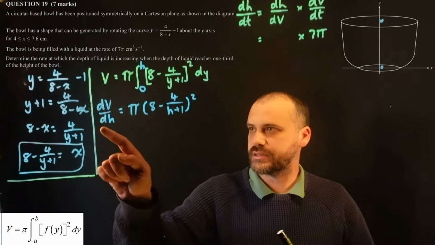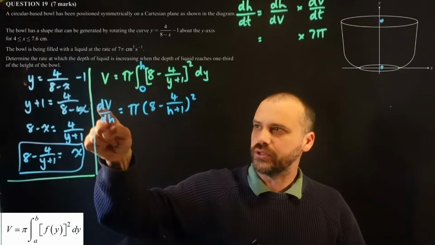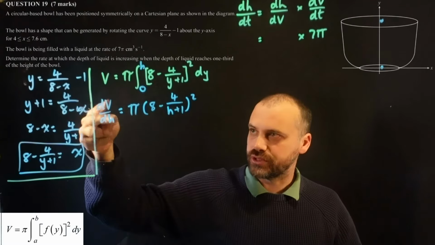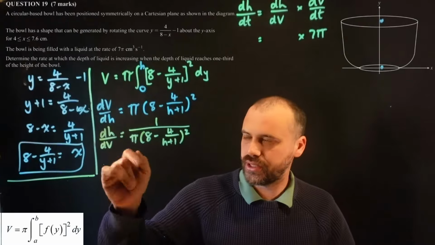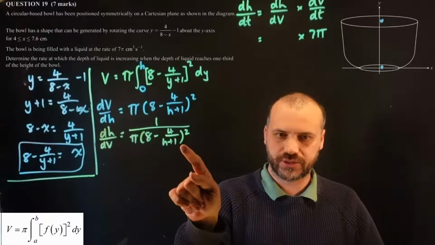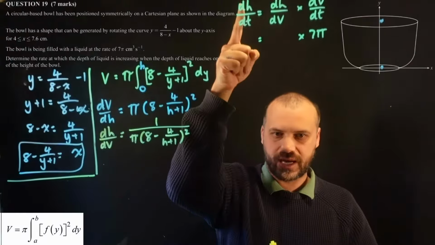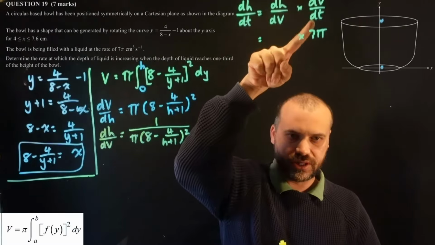So now that we've got this magical little thing here, we can refer back to where we were. We don't want dv/dh, we want dh/dv. So reciprocal, reciprocal. This is fantastic because now I know dh/dv is equal to this, which means that I can come up with a single dh/dt because I've got dh/dv now and I've got dv/dt now.